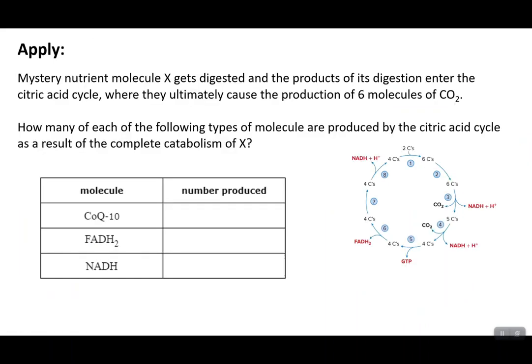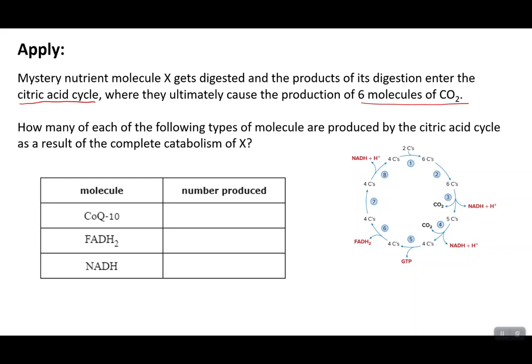Okay, so let's apply these concepts of how much NADH we are producing. What kind of problems can we solve with this? Okay, so here's an example of one. Mystery nutrient molecule X gets digested and the products of its digestion enter the citric acid cycle, where they ultimately cause the production of 6 molecules of CO2.